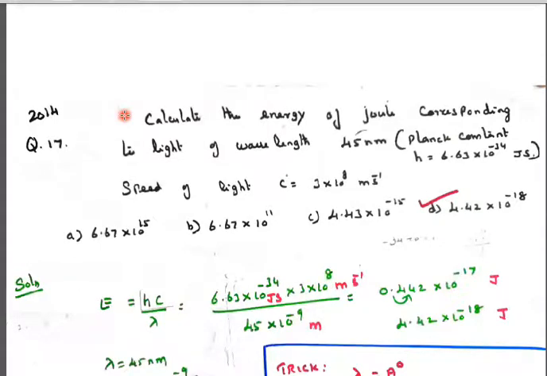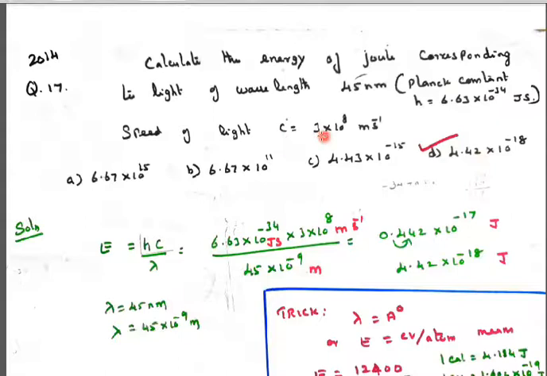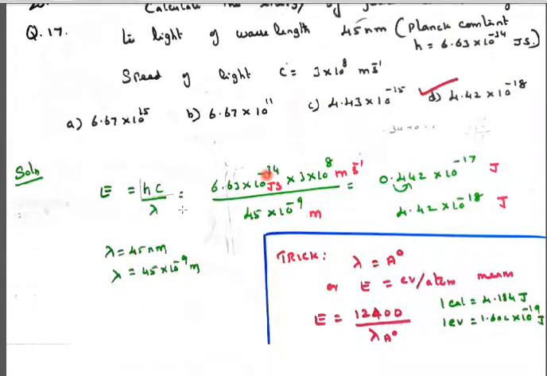Same 2014, question 17. Calculate the energy in joules corresponding to the light of wavelength 45 nanometer. Planck constant is 6.632 into 10 to the power minus 34 joule second. The speed of light is equal to 3 into 10 to the power 8 meter per second. So 4 options are given. We know from Planck's quantum theory that energy E is equal to hc by lambda.